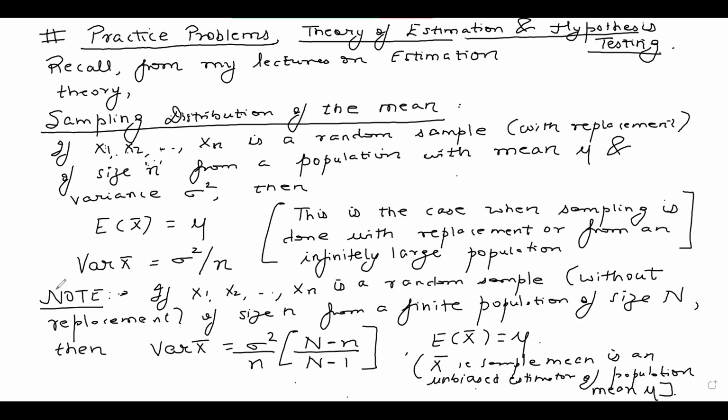So I hope all students have understood the sampling distribution of mean. When the sampling is done with replacement or from an infinite population, then this is the result. If the sampling is done without replacement from a finite population, then this is the result. Now let's look at some practice problems based on this particular concept. Okay, so let's look at some practice numericals.